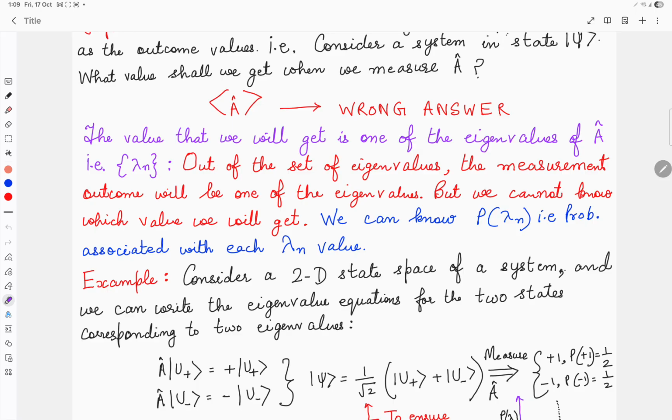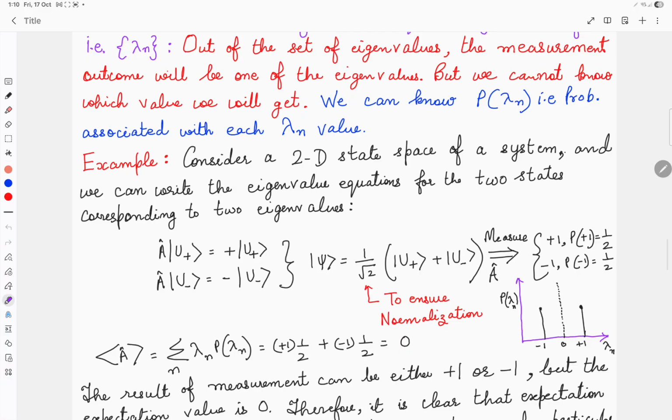So it is a superposition state. We cannot say what measurement outcome we will get, but we can only say with a certain probability that each measurement outcome will occur. So we can attach a probability distribution to the eigenvalue set. We can know this probability distribution, that is, the probability associated with each lambda n value. Now consider an example here.